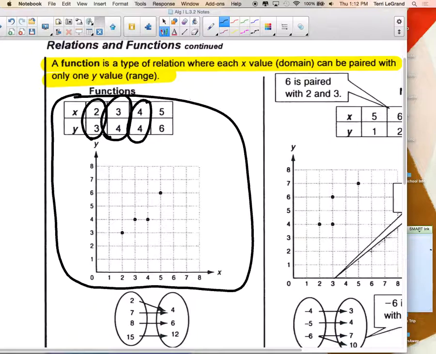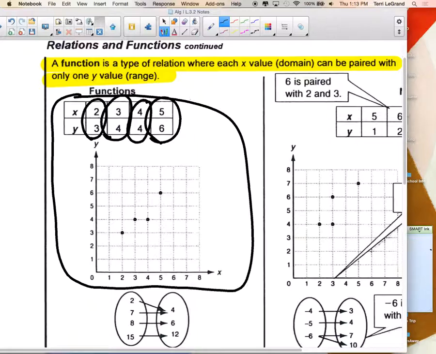This is where the definition gets tricky. Each x value can only have one y value. When x is 3, it has a y value of 4. It doesn't have any other y values. When x is 4, it only has one y value, 4. It doesn't have any other y values. When x is 5, it only has one y value, 6. That's why this is a function.